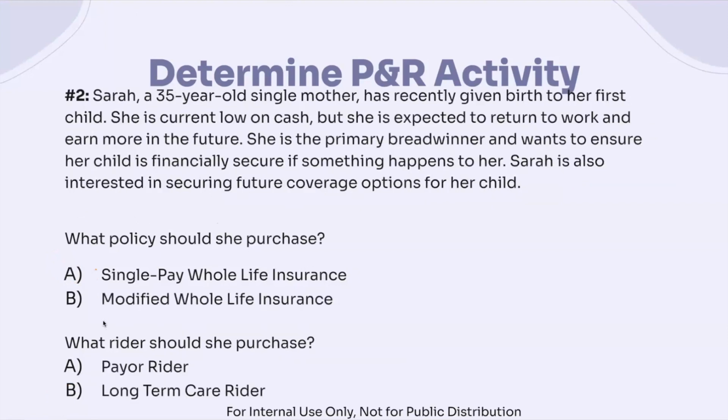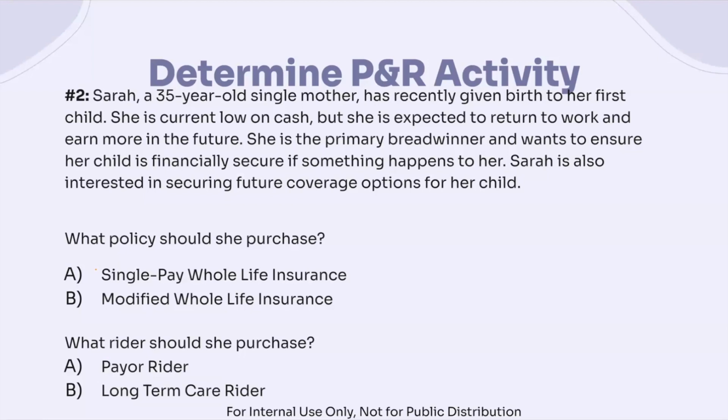All right. So now let's look at this second situation here. Sarah, a 35-year-old single mother, has recently given birth to her first child. She is currently low on cash, but is expected to return to work and earn more in the future. She's a primary breadwinner and wants to ensure her child is financially secure if something happens to her. Sarah is also interested in securing future coverage options for her child. Okay, so let's take a look at which policy and which rider best suits Sarah's needs.